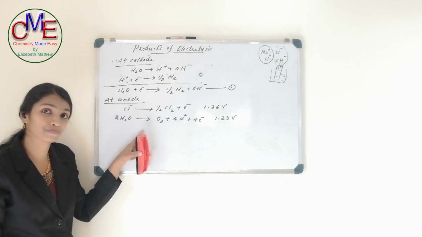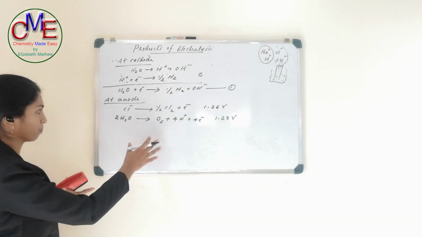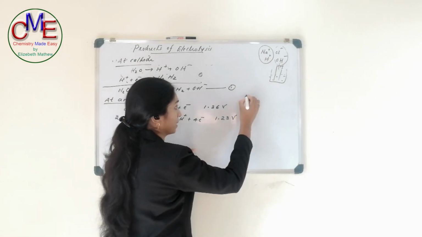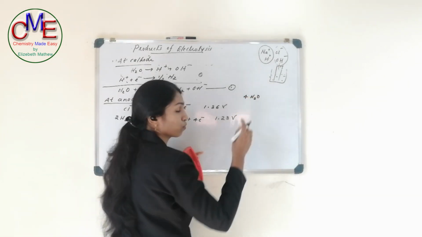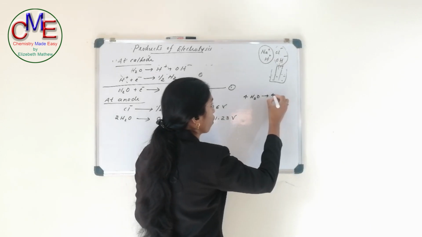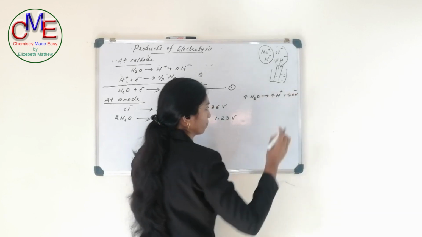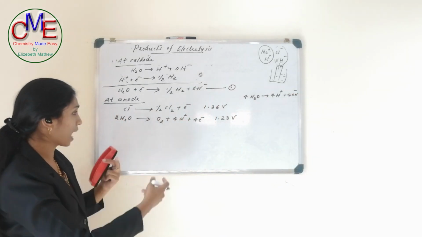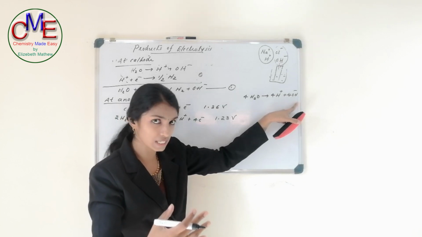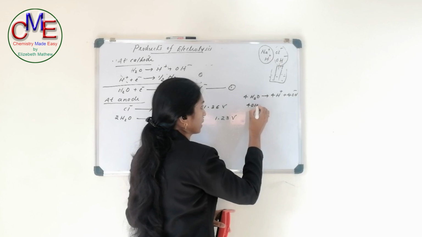Where does it come from? How does it happen? This may confuse. I will explain. If we take 4 water molecule, or 4 moles of water molecule, it will dissociate to form 4 H plus ion and 4 OH minus ion. Right? At anode, negatively charged ions will oxidize. Right? So here the negatively charged ion is 4 OH minus ion.